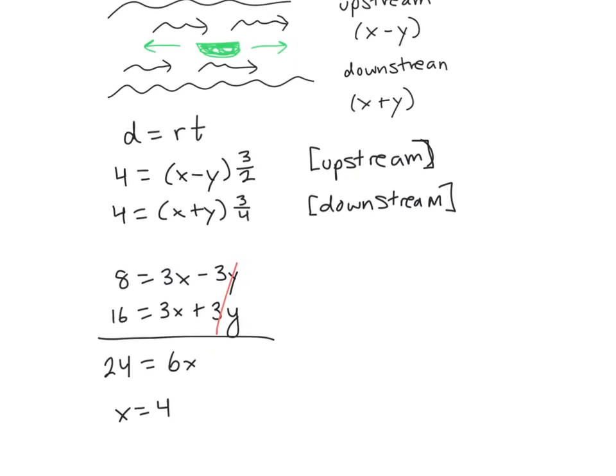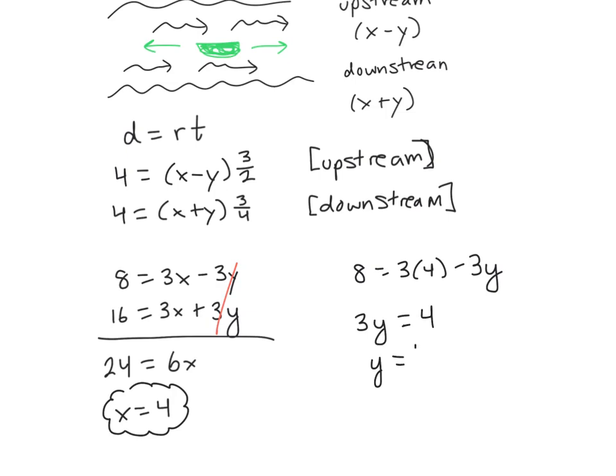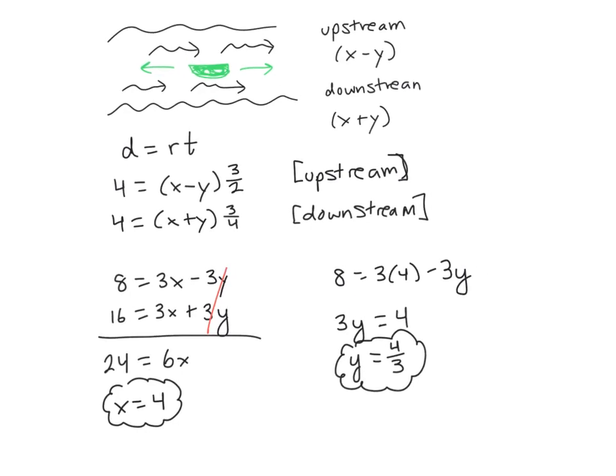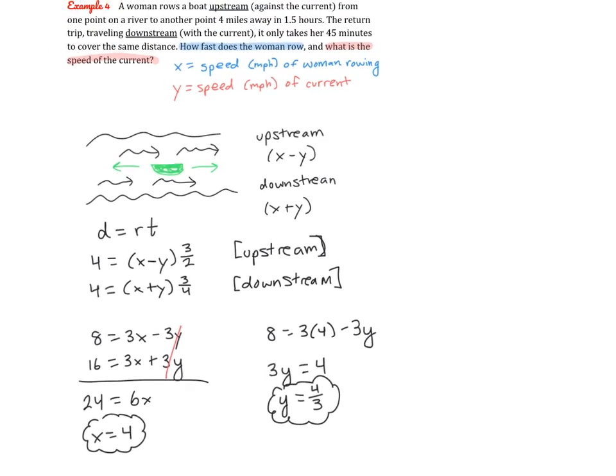leaving us with x equals 4. And then again, we can substitute this back into either of our original equations here or here. So maybe I'll substitute into this equation. So 8 equals 3 times 4 minus 3y. So 3y equals 12 minus 8, which is 4. So y equals 4/3.